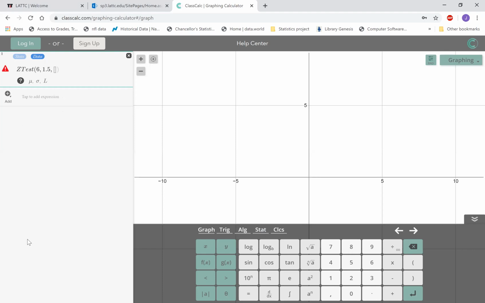And now it's asking us for the data. Wherever it says L, that means it wants you to enter the data. So you have to do 10.7, comma, 3.2, comma, 12.6, comma, 9, comma, 8.7, comma.